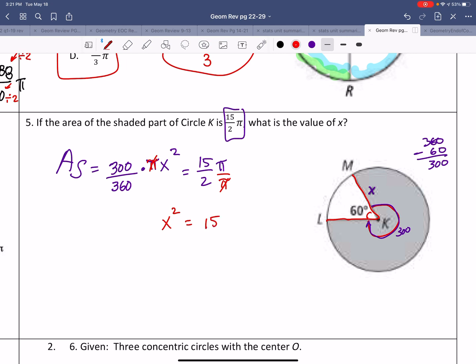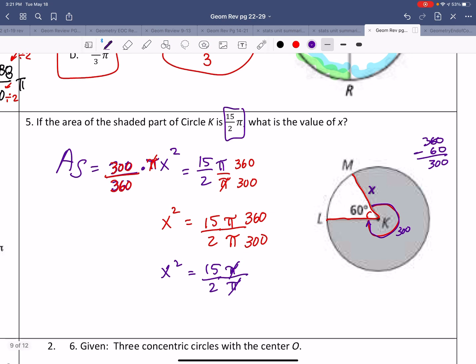Right, so I have 15 halves pi over pi. Move the 300 down here, right? And I'm going to move the 360 up here. Got it? So we got a lot of stuff that cancels here. I'm just going to copy this so you can kind of see what's going to cancel and what won't cancel. These pi's should cancel, right? And this 10, if I divided by 10 on both sides, this would be 36 over 30.